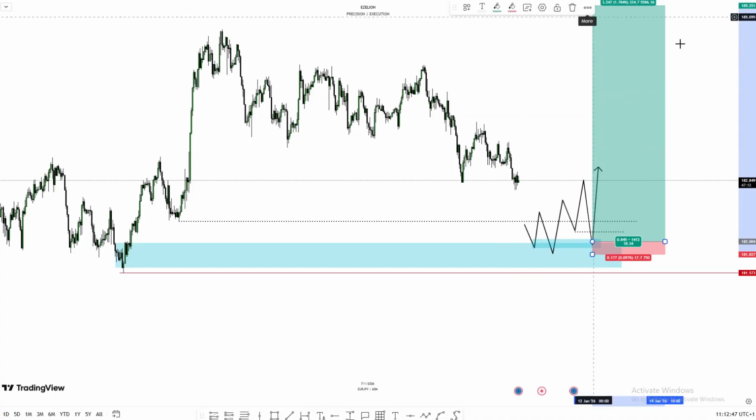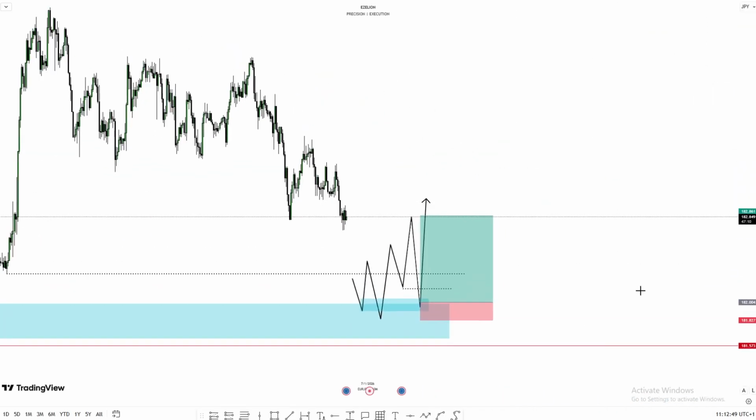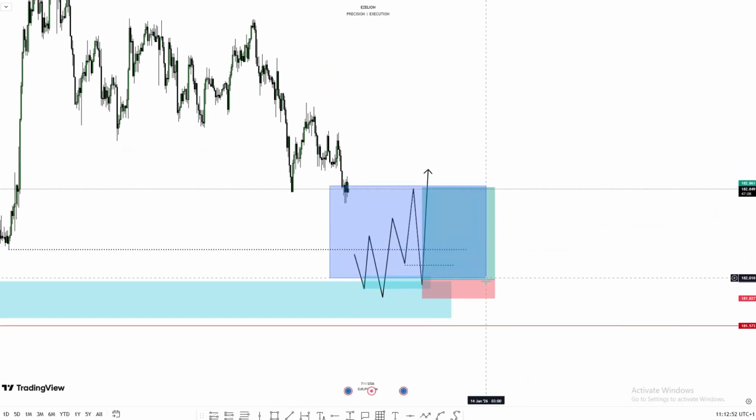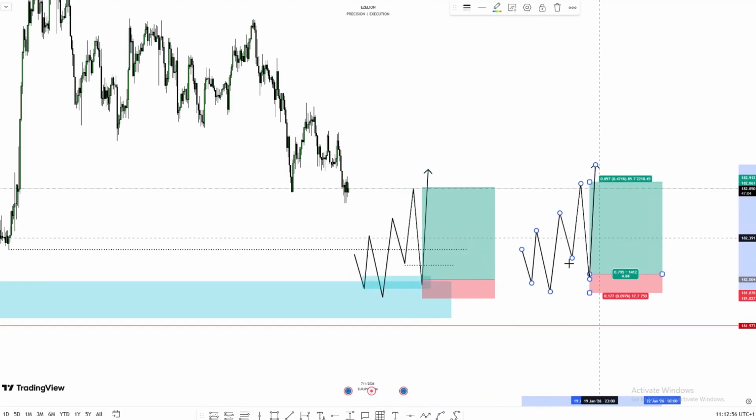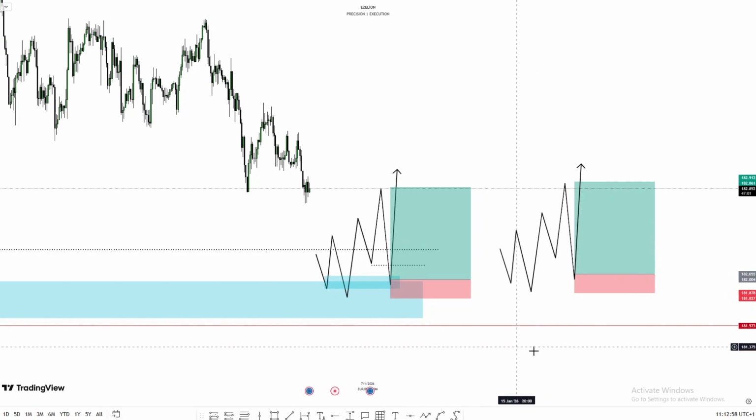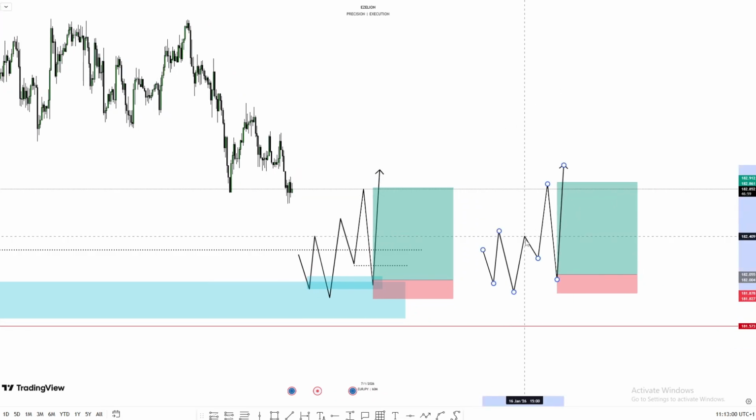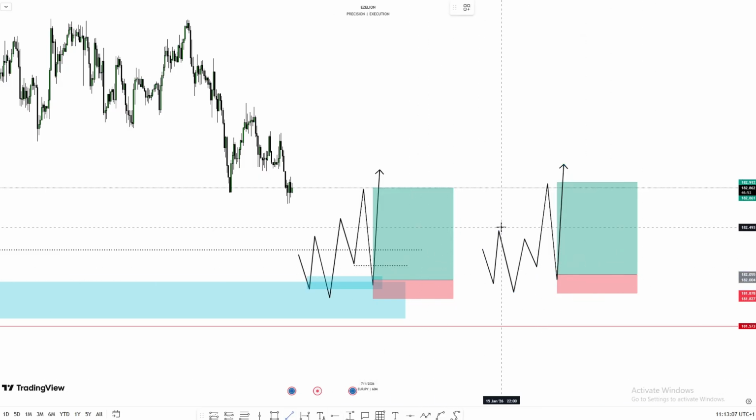Right now, this can actually occur in two ways, right? This entry model can occur in two ways. It can also occur like this. Let's try to duplicate this thing. It can also occur like this. We can actually have price forming the structural liquidity before the break of structure at this point. It's still the same thing.